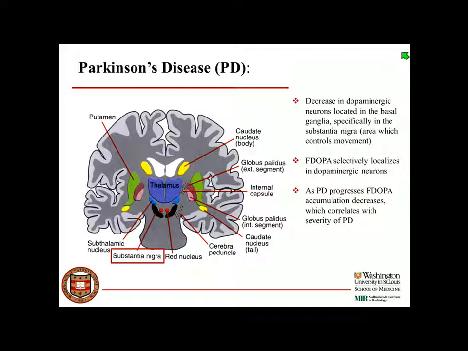In essence, what you're imaging is the area in the substantia nigra. There's a decrease in the dopaminergic neuron, which is located in the basal ganglia, and is specifically in the substantia nigra. Fluorodopa does selectively localize in these neurons. And again, as Parkinson's disease progresses, it correlates very well with the severity of PD.